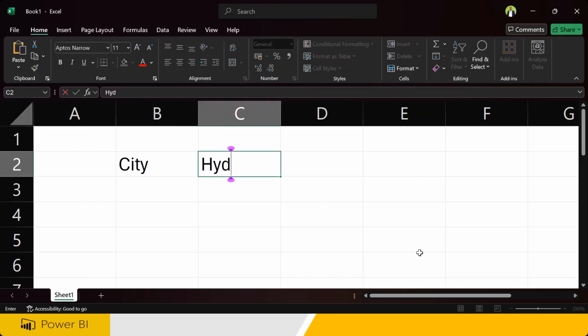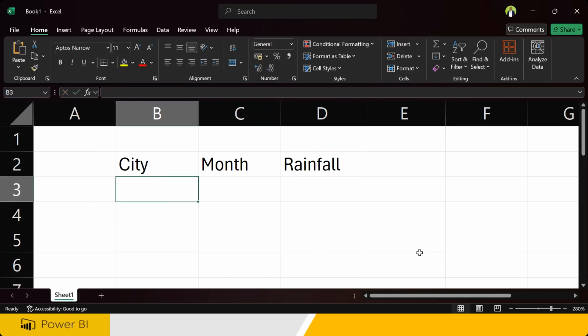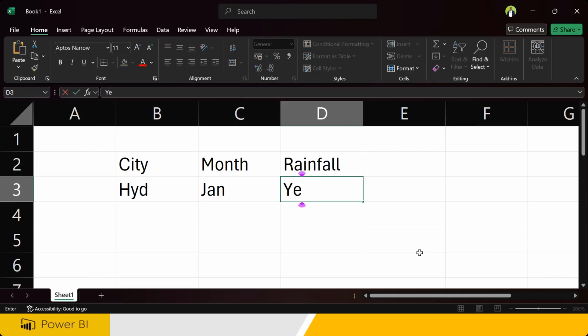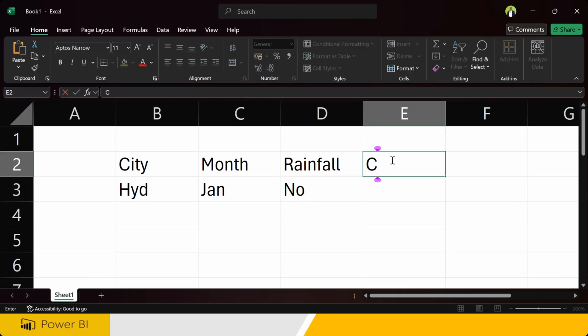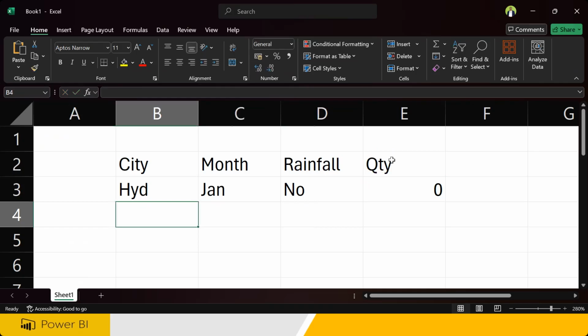And city is city. And what is the rainfall? What is the month name? Let me give you month and rain. Okay, so rainfall. So city, let us say Hyderabad, month of January. Okay, rainfall yes or no? Rainfall is no. Like that. What is the centimeters of rainfall? Quantity of rain. So quantity how much? It is no. It is zero. Right, like that. We are going to be having some data.